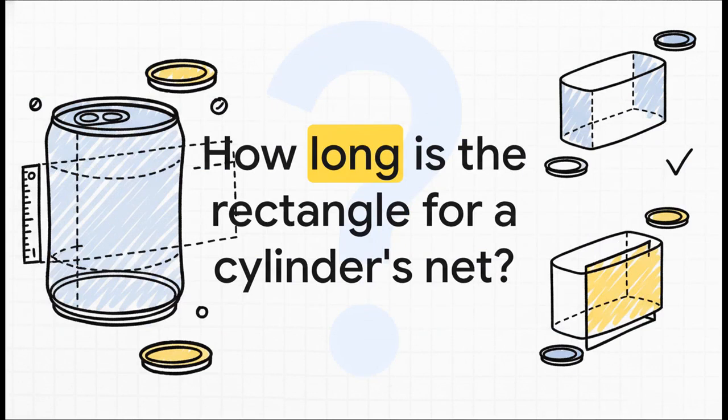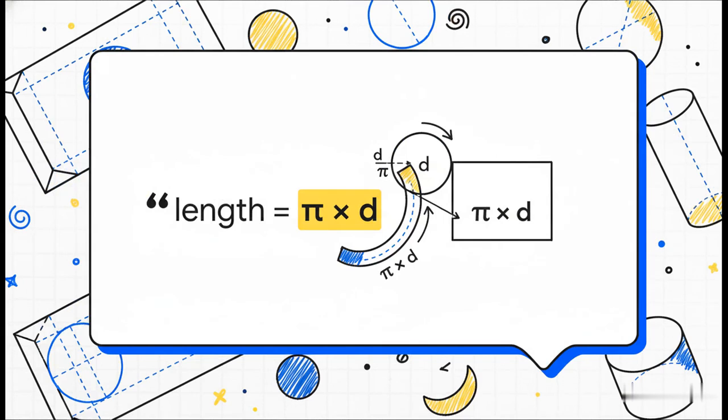And this, right here, leads to the most important engineering question you could ask. How long does that rectangle need to be? Because if you make it too short, the can's going to have a gap. If you make it too long, it's going to overlap. For that can to seal perfectly, the length has to be exact. The answer is one of the most famous and powerful little formulas in all of mathematics. The length of that rectangle must be exactly pi times the diameter of its circular base.